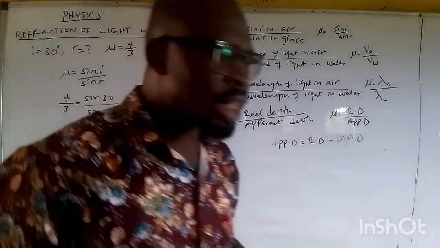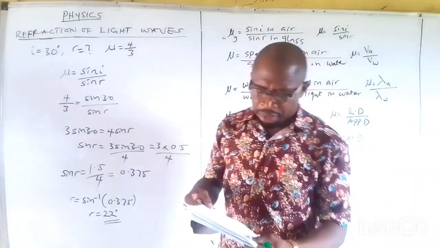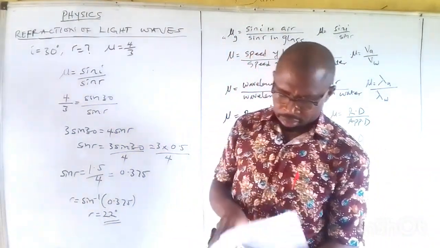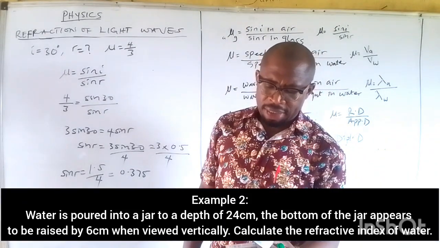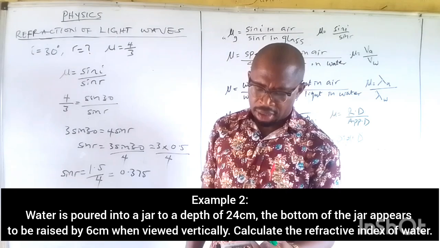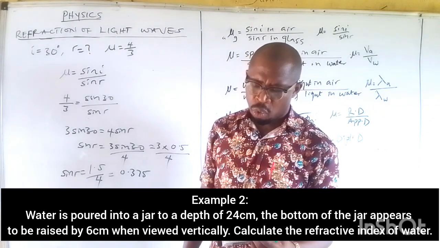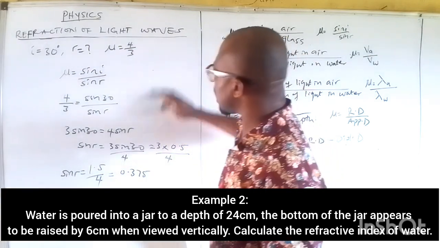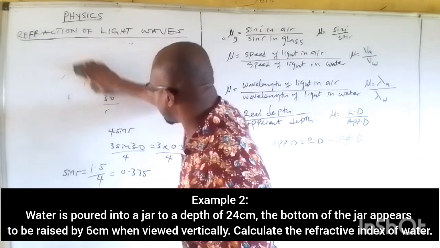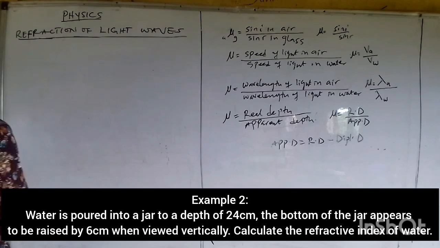Okay, we take the second question. The second question says, water is poured into a jar to a depth of 24 centimeters. The bottom of the jar appears to be raised by 6 cm when viewed vertically. Calculate the refractive index of water. Now we have this. This is the jar.